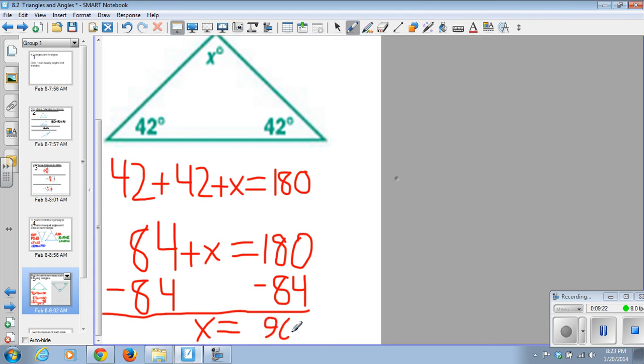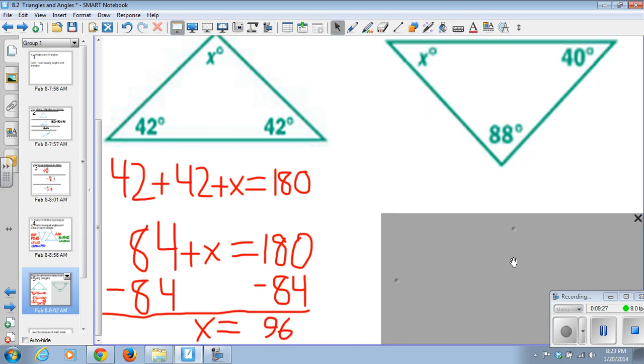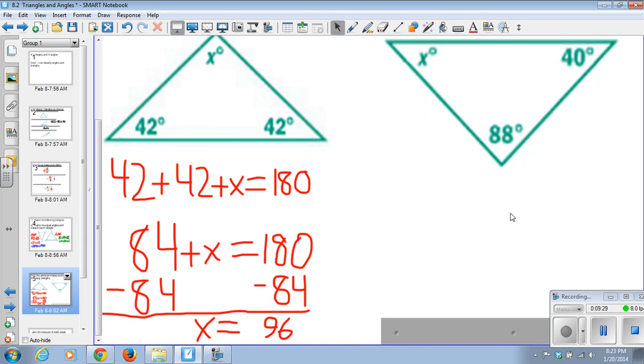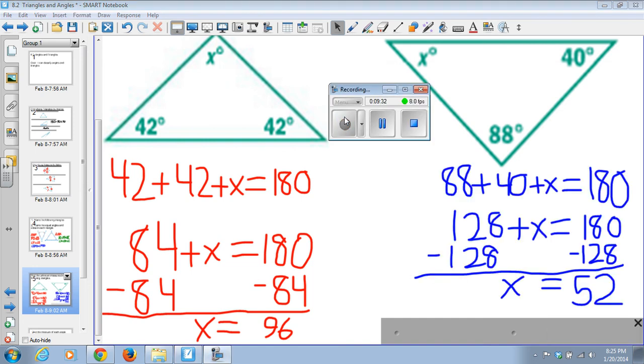So go ahead and you can try the next one on your own. Pause the video as I will and get the solution. Hopefully you found x equals 52 degrees. Here are the steps. We added 88 and 40 to get 128. 128 plus x should equal 180. Subtract 128 from both sides. 52 degrees is the value of x.